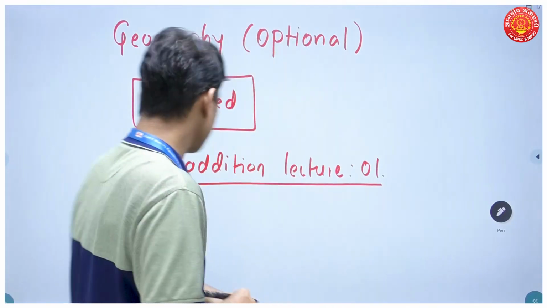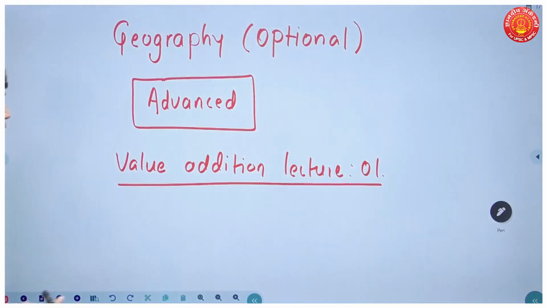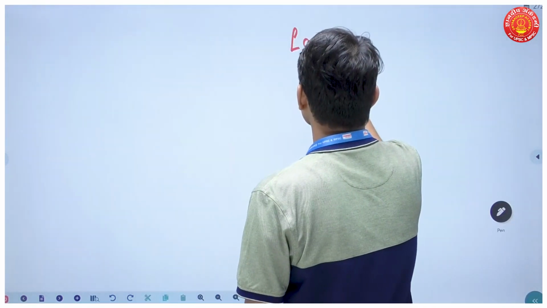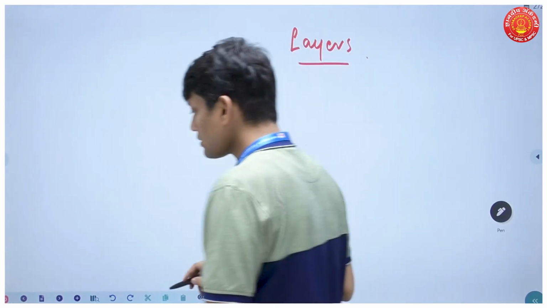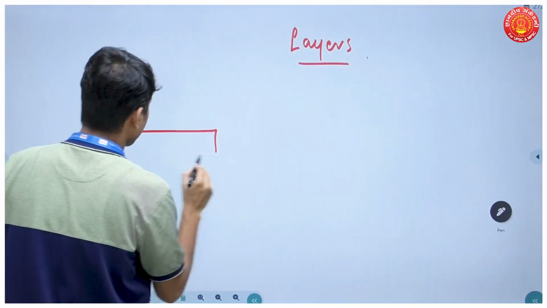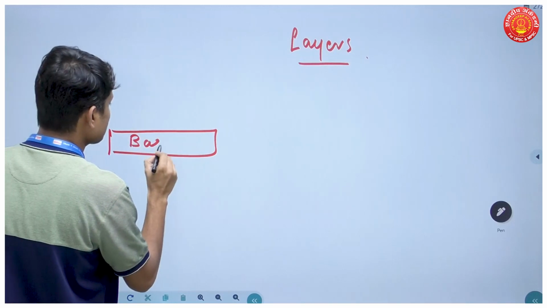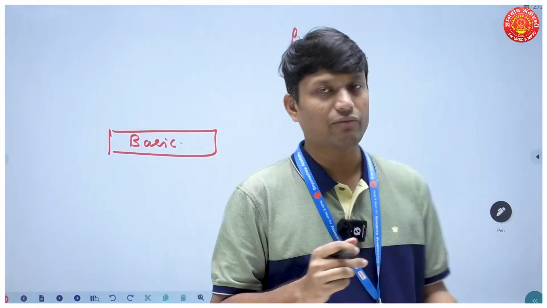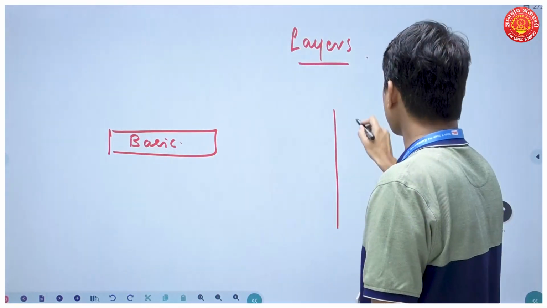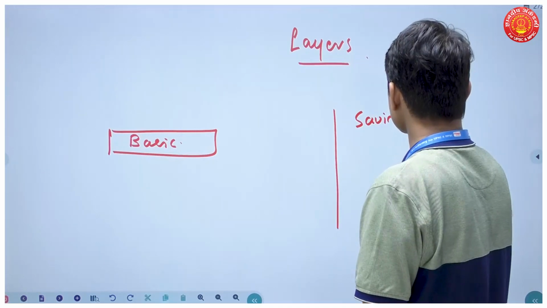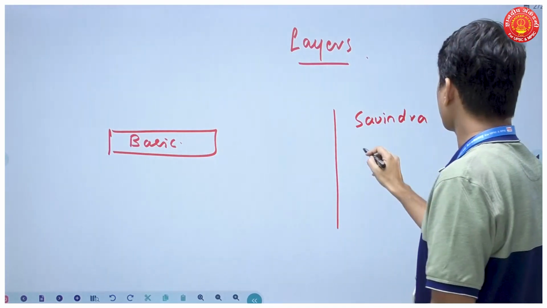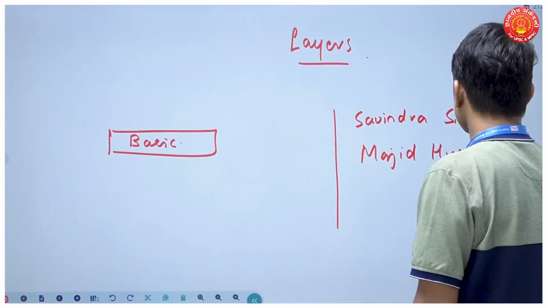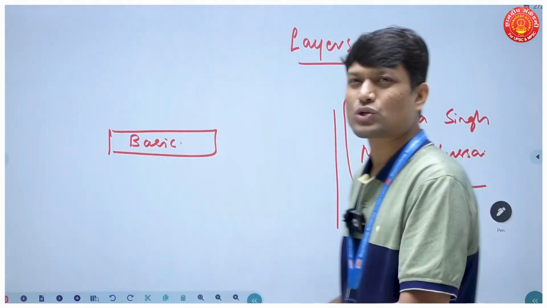Now why we need value addition, first understand that. Whenever we go for the preparation of optional, that preparation has to go in layers. When I say layers, first and foremost you will be preparing something called basics. So whatever standard reference material, let us say for geography optional, all of us would refer to some basic books such as Savindra Singh, or for geography of India we refer to Majid Hussain. And then there will be multiple other sources also.